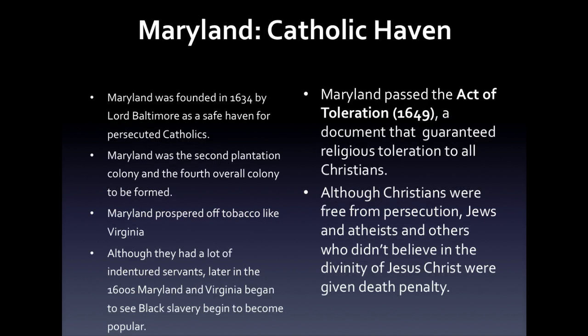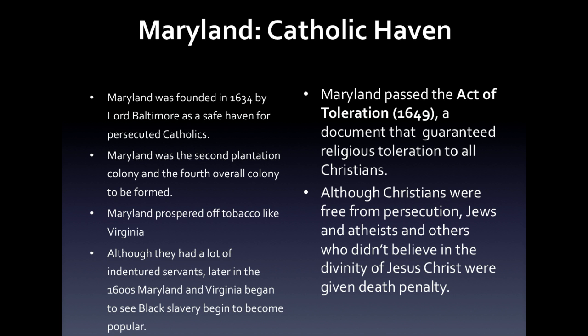Maryland was founded in 1634 by Lord Baltimore, and it was the second plantation colony and the fourth overall colony. It was founded as a safe haven for Catholics because, as I explained in the earlier video, England had become Protestant, and Protestants and Catholics didn't get along, so Catholics were persecuted in England. Lord Baltimore created Maryland as a safe haven for all the Catholics in England to come to and thrive.